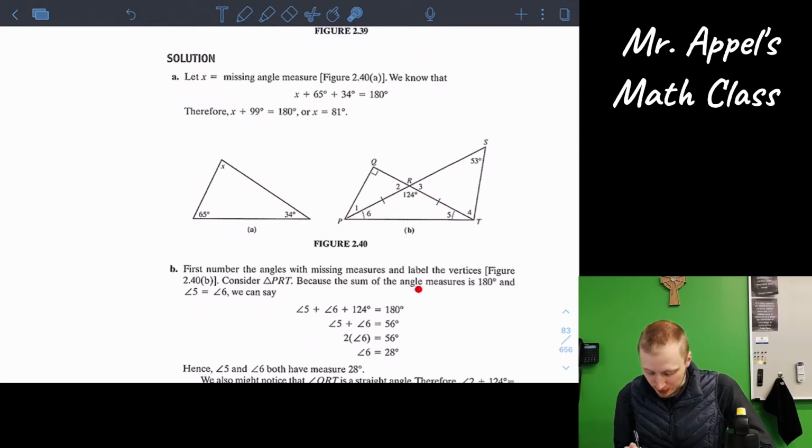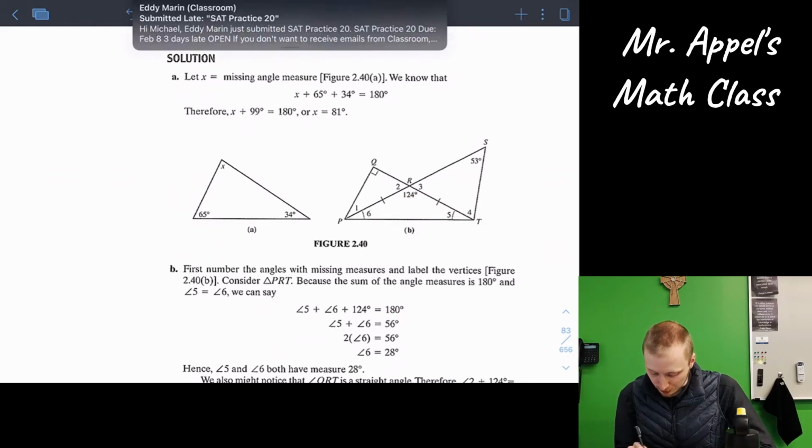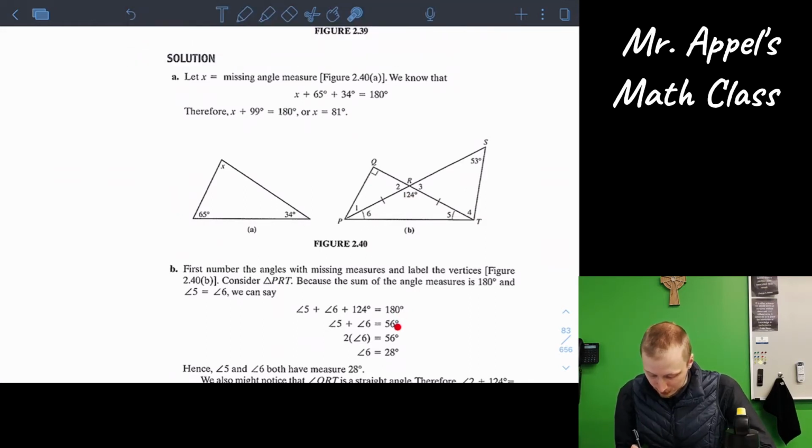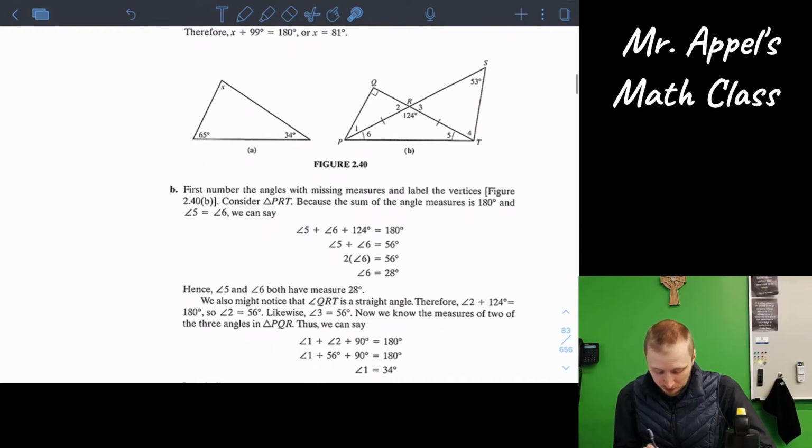Because the sum of the angle measures is 180 degrees, and angle 5 equals angle 6, because they have the same arc marking congruent angles, we can say angle 5 plus angle 6 plus 124, the given, equals 180. Subtract 124 from both sides, so 5 and 6 must equal 56 degrees. Since they're the same, that's the same as saying twice angle 6 is 56. So angle 6 must equal 28 degrees, which means angle 5 also measures 28 degrees.